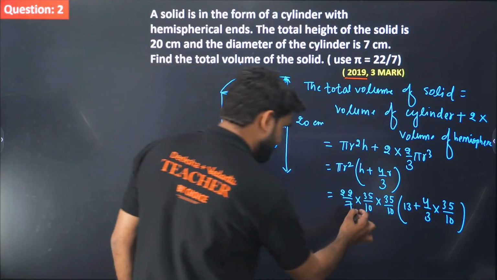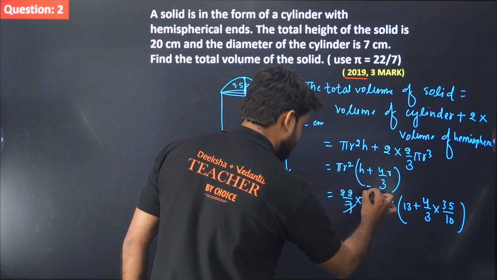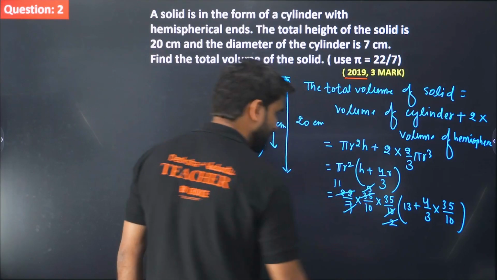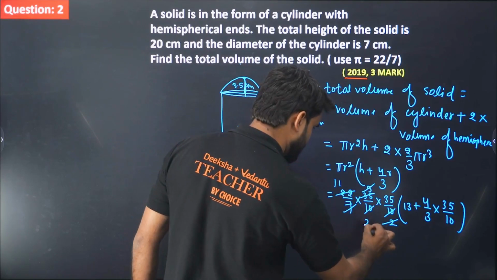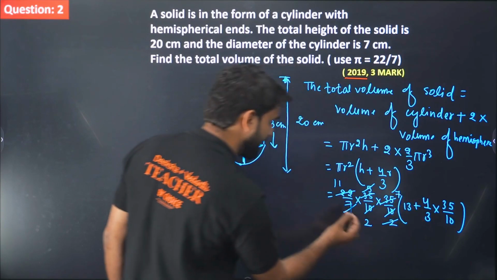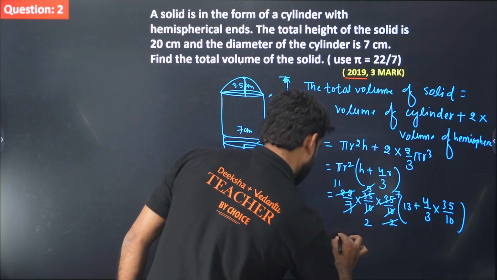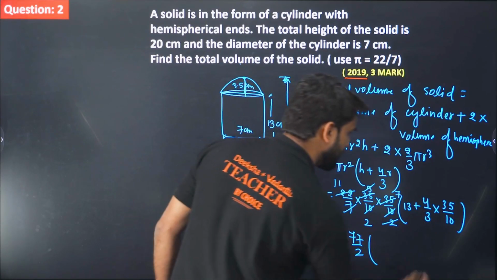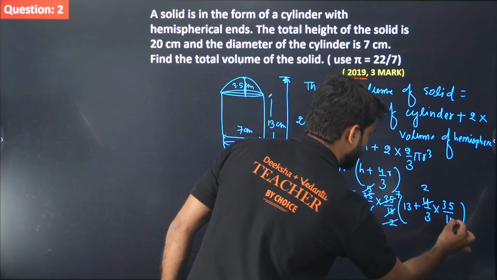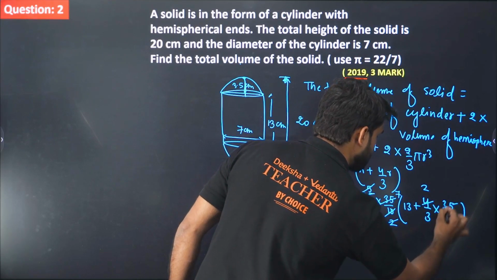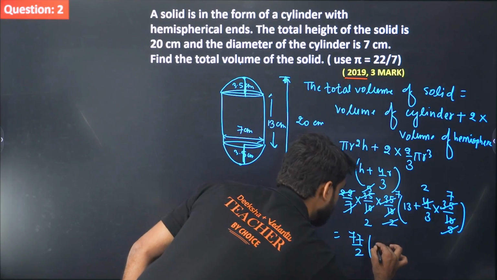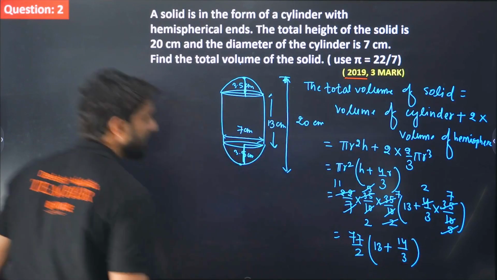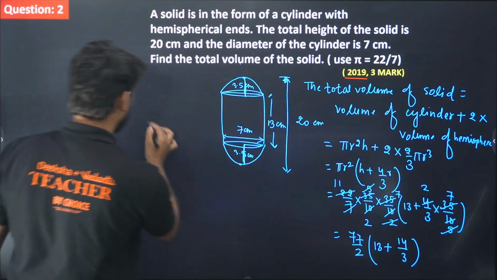Now solve this. This 7 will cancel, this 5 will cancel, this 2 will cancel with 10 here, and 11 remains. So what we are getting here, 11 and 7 will be 77 by 2, and under the bracket, can we cancel this? 2 twos are 4, 5 and 5 will cancel, and this 7. So what we are getting here is 13 plus 14 by 3. Okay, so I'm using this space.